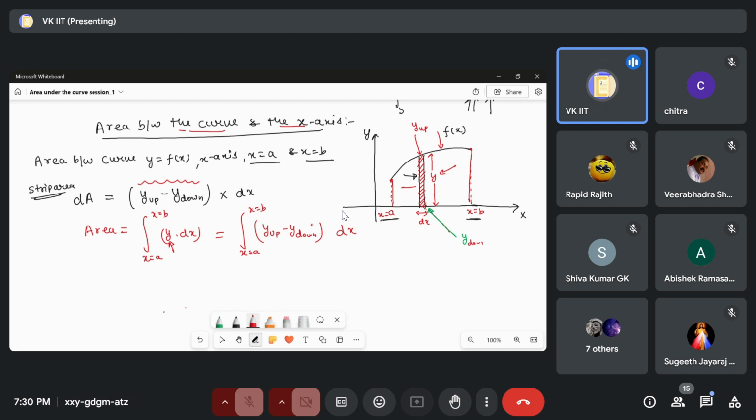Okay. Acha, since you can see the curve f(x) is basically above the x-axis, it means f(x) is always positive. f(x) is always positive now because it is above the x-axis.